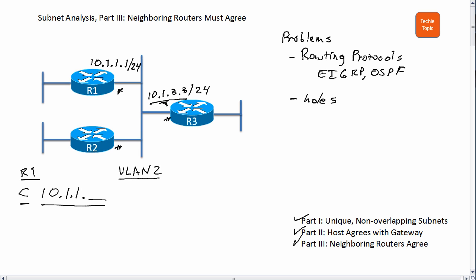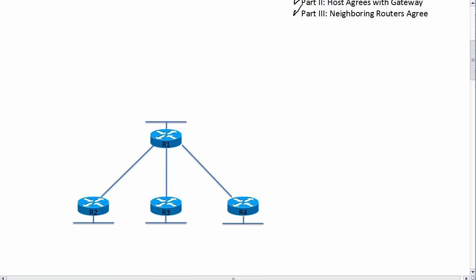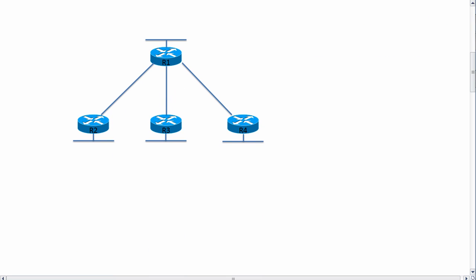Now let's take a look at a typical WAN topology with 4 routers, and there are 3 pairs that have a point-to-point serial link between them. In that case, on the WAN, there are 3 subnets. In this case, one between router 1 and router 2, another between router 1 and router 3, and then, of course, between router 1 and router 4.